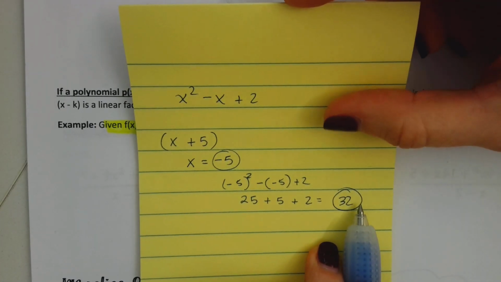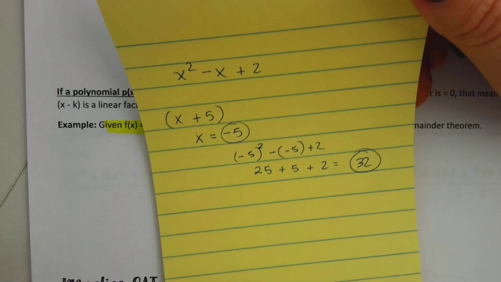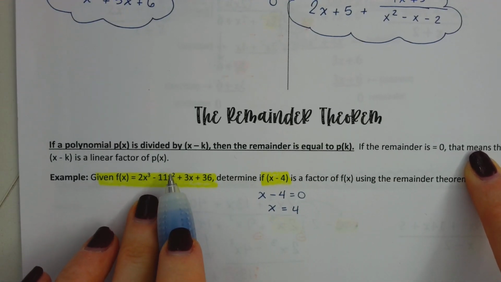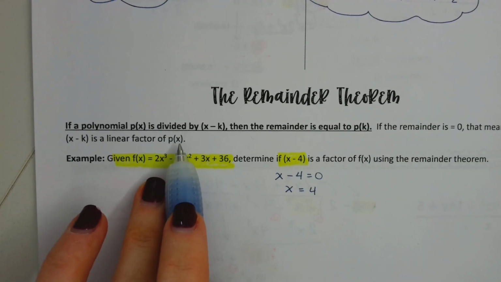And if the remainder is 0, what does that mean again? If the remainder is 0, that means, we just read it. Akshar, y'all paying attention? Thank you. If the remainder is 0, what does that mean again? It is a linear factor.